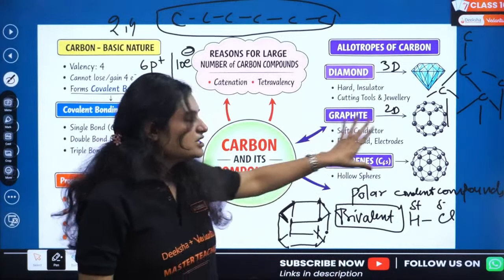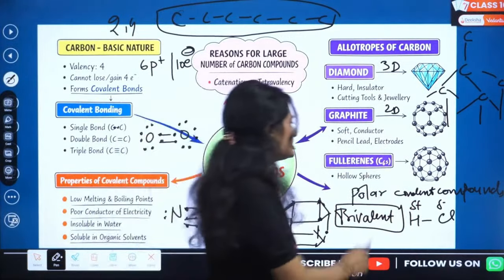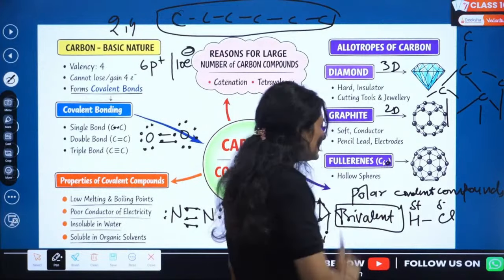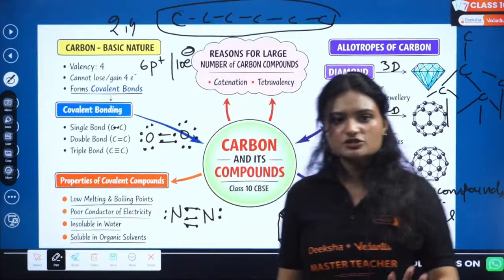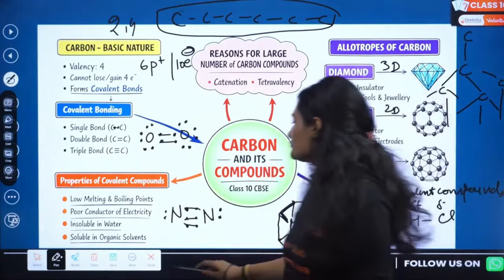Next is fullerenes. You can call them Buckminster fullerenes, C60. Clear? Hollow spheres. It is neither too soft nor too hard. That's all you need to know for fullerenes.